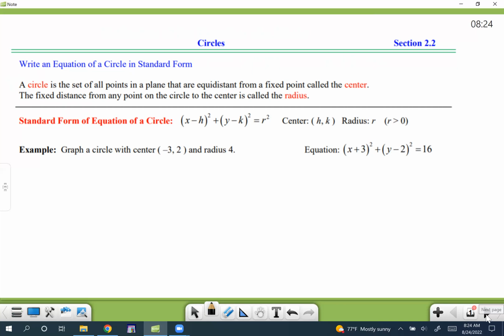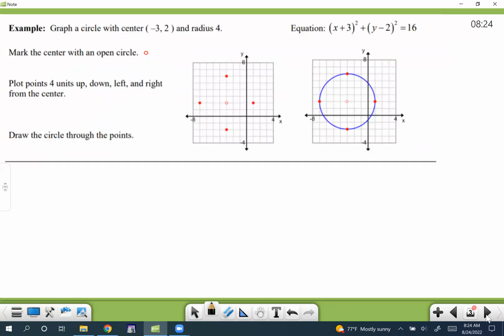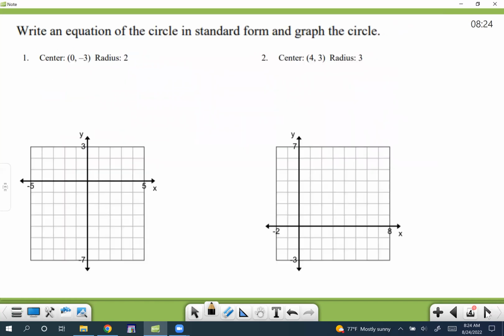So let's go ahead and do some problems, okay? So this is that kind of written out, okay? So let me just kind of go through some problems with you guys, okay? All right, write an equation of the circle in standard form and graph the circle.